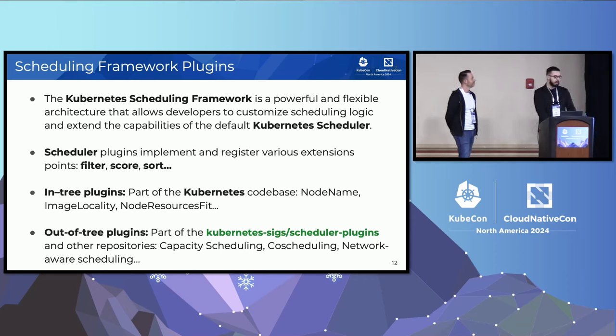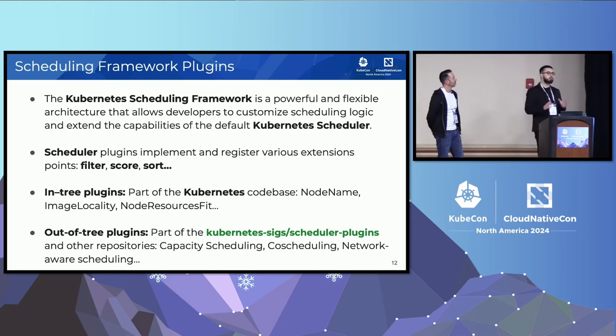So a couple of terms here. There is the concept of in-tree and out-of-tree plugins. In-tree plugins are plugins which live in the Kubernetes code base. When I showed the simulator and opened the scheduler config, there was a default scheduler profile, and it had a couple of plugins enabled by default.